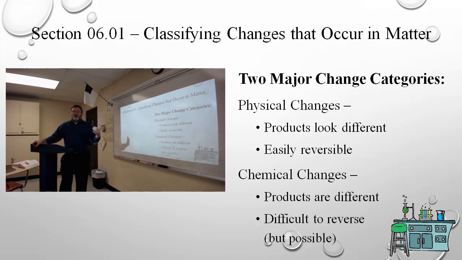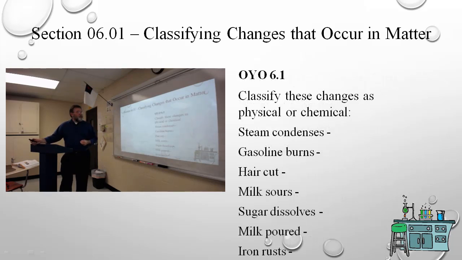Physical, think of it as primarily a change of appearance. Chemical, you've fundamentally changed what you're looking at from one thing to another. So on your own, 6.1 says, classify these changes as either physical or chemical changes. Let's think about them together.